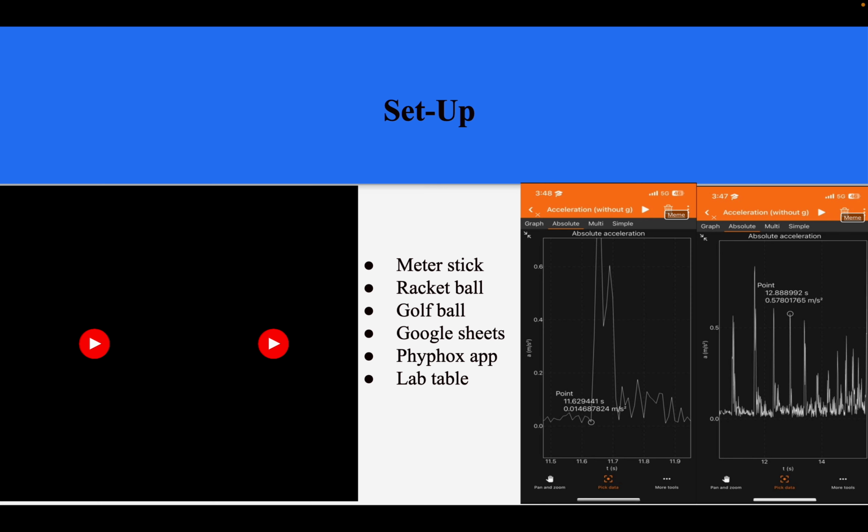The data was then collected from the Firefox app. We chose the downward spike before the vibrations for our data, as seen in the pictures. If we were to choose the higher peak, it represents the vibration from the table after the ball bounces back up. Once we collected our data, we then used Google Sheets to input the data.